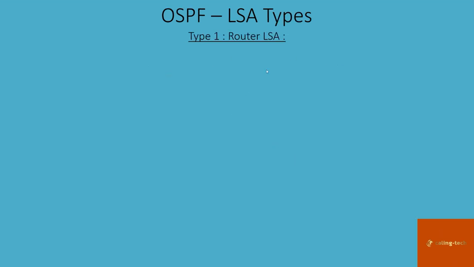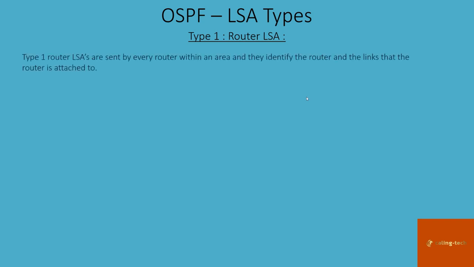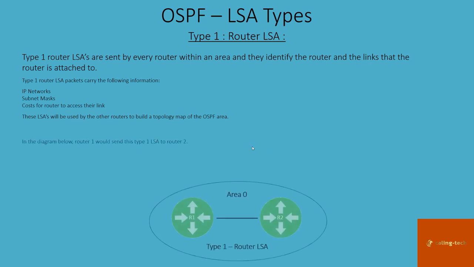So let's have a look at the type 1 router LSA. Type 1 router LSAs are sent by every router within an area, and we're going to see that in a minute. They identify the router and the links that the router is attached to. So what type of information do the type 1 router LSA packets carry? Well, let's have a look. They carry the IP networks, the subnet masks, and the costs for any other router to access their link. These LSAs will be used by the other routers to build a topology map of the OSPF area.